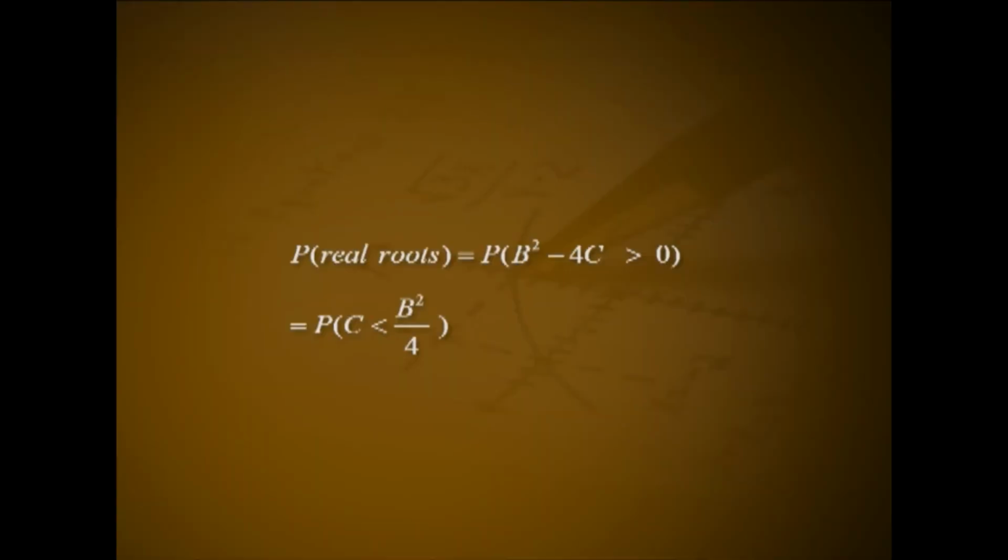Solution. The equation x square plus bx plus c equal to 0 is having real roots if b square minus 4 into 1 into c is greater than or equal to 0. Hence, probability of real roots equal to probability of b square minus 4c greater than 0. That is probability of c less than b square divided by 4.